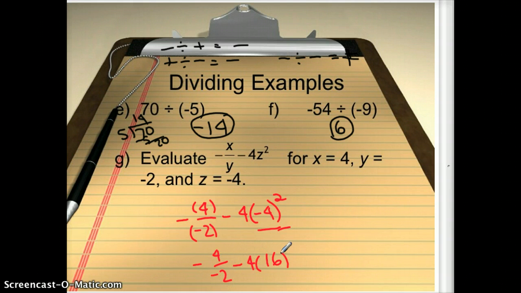Okay? And now I need to solve this. So I'm going to multiply and divide left to right, so I'm going to do my dividing first. The opposite of 4 over negative 2. Well, 4 over negative 2 is negative 2. So the opposite of that, or the negative negative 2, is positive 2, minus 4 times 16 is 64. So I have 2 minus 64, and I'm getting negative 62. That should be my final answer.